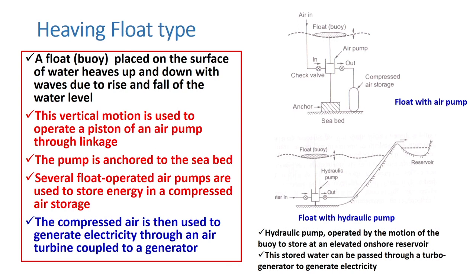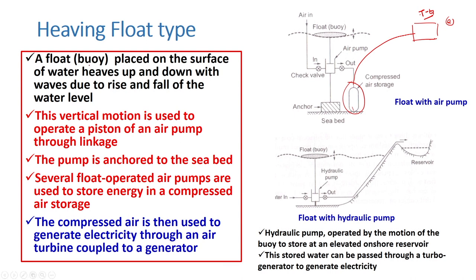So for heaving float type systems, we can have this kind of configuration. There will be one buoy which floats, and there is a string which is connected to an air pump. Okay. So air goes in, and because of this movement of the wave, it will be pumped and pressure will be increasing, and this will be stored in a compressed air vessel, and this can be used when required. This is not shown here, so this can be taken out through another arrangement, and we can use the compressed air for generation of electricity by coupling a turbine with a generator. Okay. So this is one scheme, and this is called float with air pump.